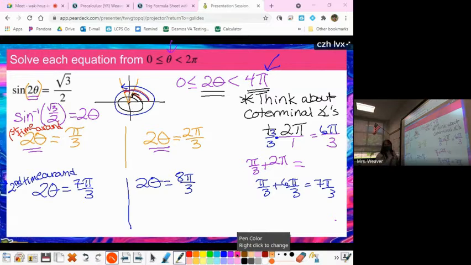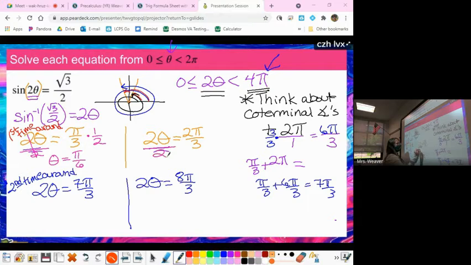All right, so I've got 2 theta equals pi over 3. Last step to get theta by itself, I'm just going to divide both sides by 2. Dividing by 2 is the same as multiplying by a half. That gives me theta equals pi over 6 for my first one. Same thing on the next one. I'm going to divide by 2, which is the same as multiplying by a half. My 2's cancel, and that gives me theta equals pi over 3.